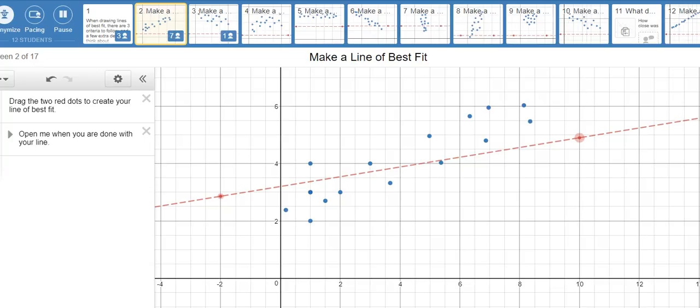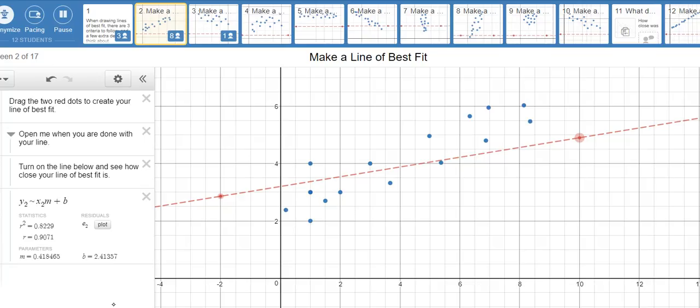Folks, you're not watching. You got to understand what you're supposed to do. Emma, did you know that you were supposed to then click over here and click this dot here? You see what I'm pointing at? And that will show you how close your line is to the actual line of best fit.